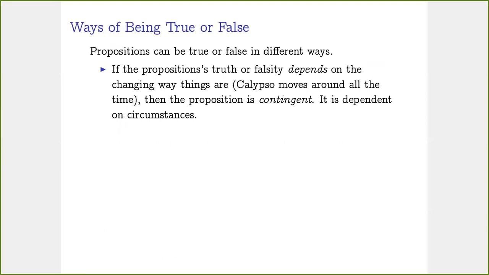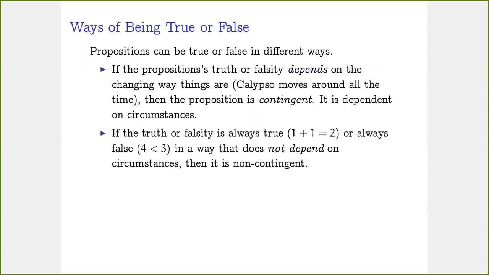Propositions have different ways of being true or false. If the proposition's truth or falsity depends on the changing way things are, Calypso moves around all the time, then the proposition is contingent. It is dependent on circumstances.